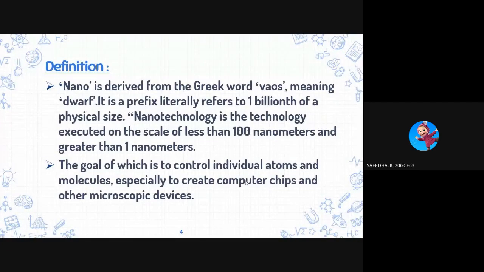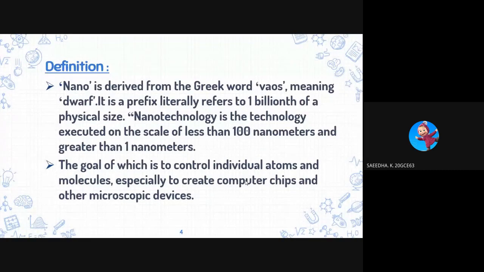If 1 meter, then a nanometer is 1 billionth of a meter. That is, 1 meter is equal to 10 raised to the power of 9 nanometers. The nanoscale consists of between 100 nanometers and 1 nanometer. That is, the scale is less than 100 nanometers and greater than 1 nanometer.